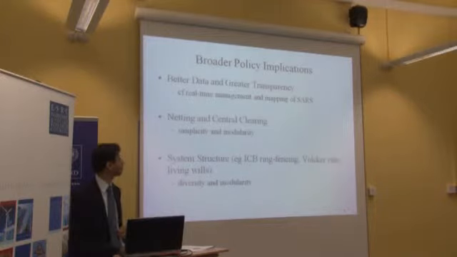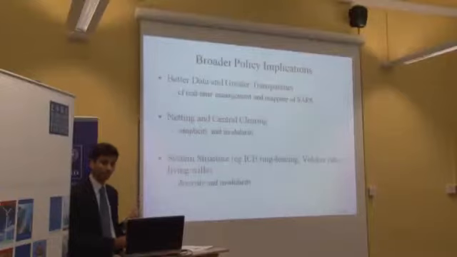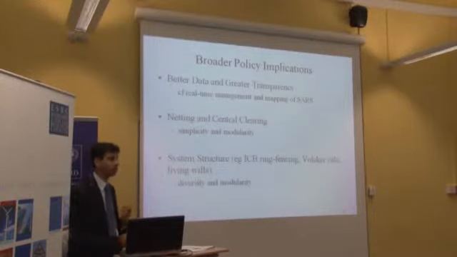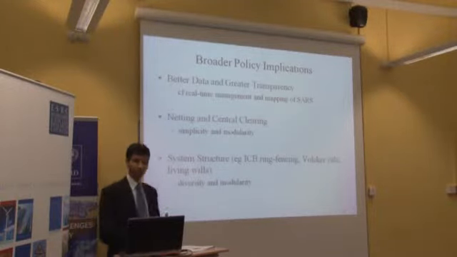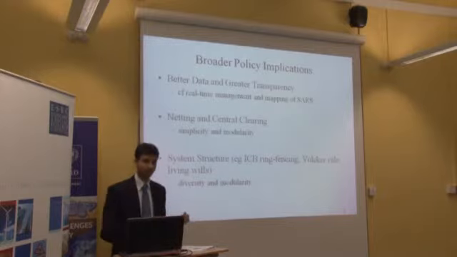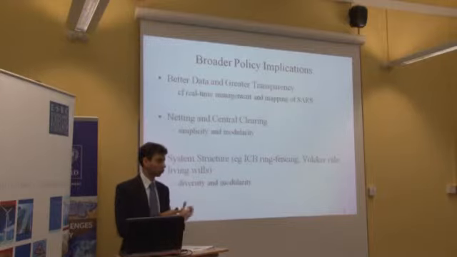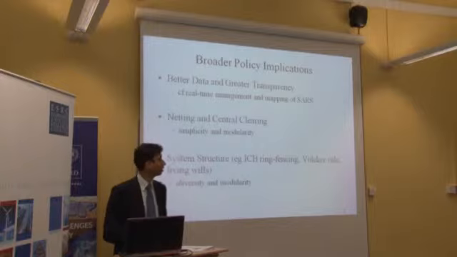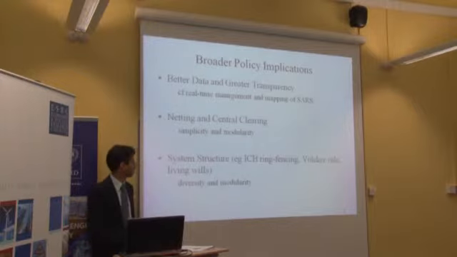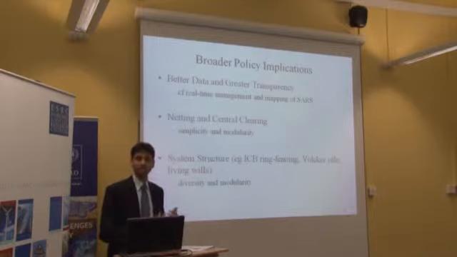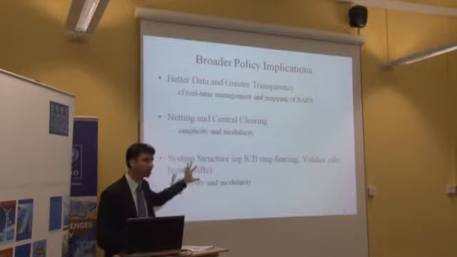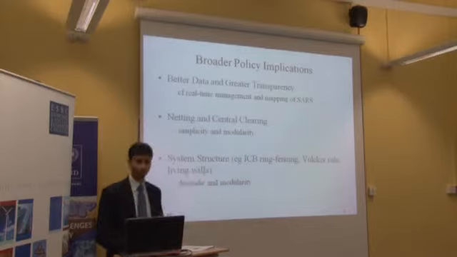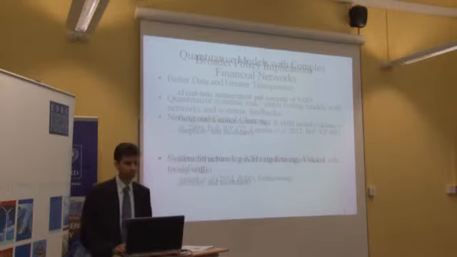There are some broader policy implications about data and transparency being useful. So, for example, real-time mapping in SARS was potentially helpful in containing the outbreak, and you might want to try and map contagion across the financial system. Also, better data might help to mitigate some of the uncertainty that leads to contagion. Netting and central clearing, and similarly simplifying the structure of the system, can help to promote simplicity and modularity in the system. Those are less direct consequences of the model, but they're linked to some of the broader themes.